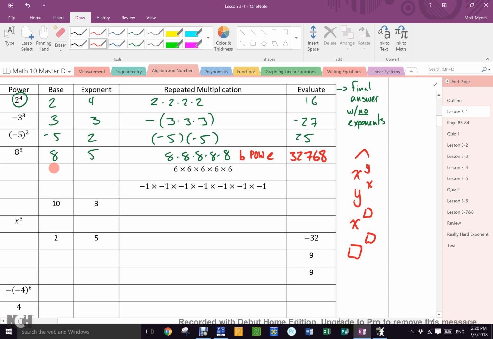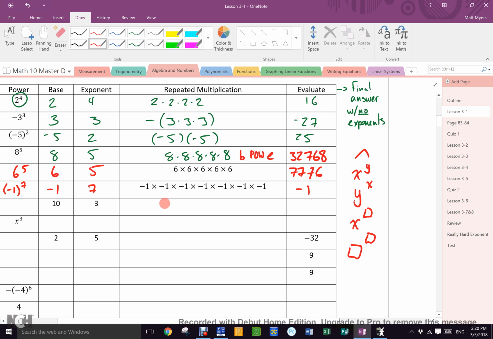Next one, what's the base? 6. What's the exponent? 5. 6 to the 5th is 7,776. What's weird about this one? What's the base? Negative 1, because the negative is in every one. And there are 7 of them. So it is negative 1 in brackets to the 7th. And the answer? Negative 1.